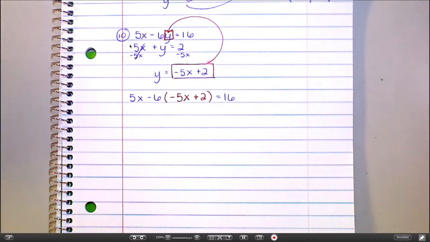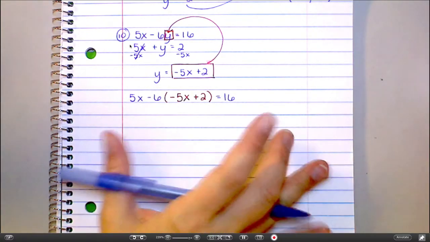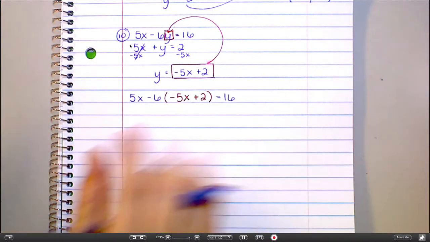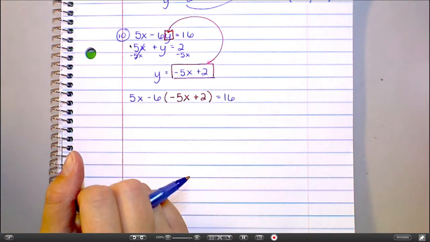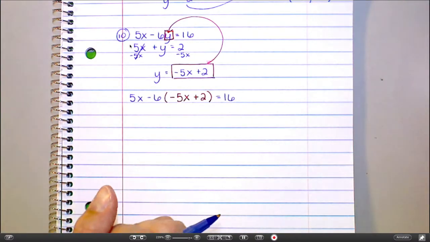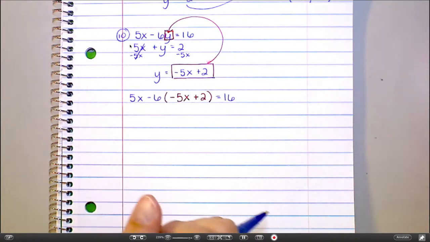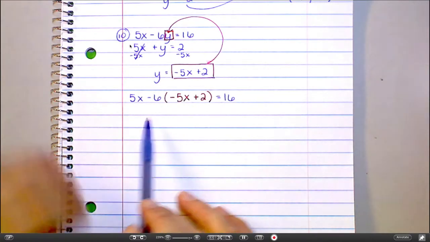I find that at this point in the game, a lot of students get this part. There's no problem with plugging things in. There's no problem with setting it up. Now it's just the solving. And most of the time it's something little, like missing a negative sign or multiplying two numbers wrong or something like that. So now it's just a matter of smoothing it out. It's a matter of practicing enough to where you're not making those little mistakes.